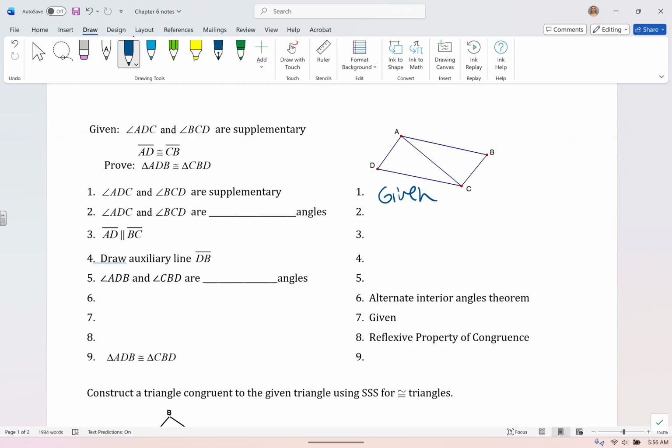Oh, ADC, I'm not reading it correctly. ADC is supplementary with BCD. Okay, so that means that they add up to be 180 degrees. And so that means that these two angles are same side interior by definition.